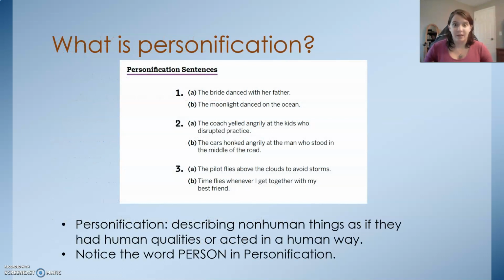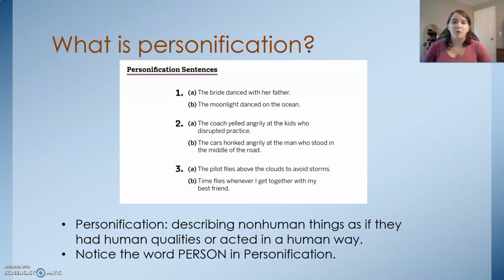So what is personification? Well, personification is when we're describing non-human things as if they had human qualities or acted in a human way. So the next few things we're going to talk about, and we're going to share some examples of what that means.